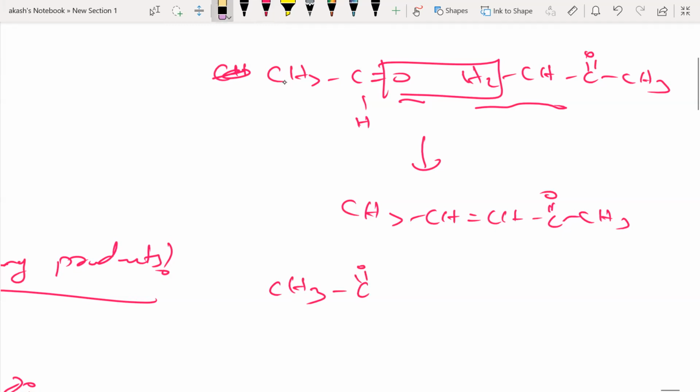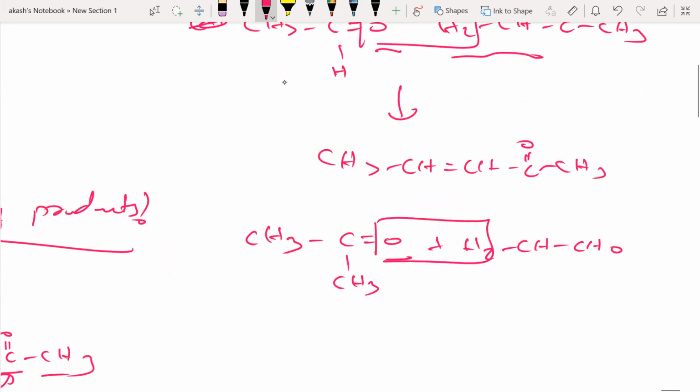Okay, let me write it like this. C double bond O with the CH3. I'm removing oxygen from acetone, right? And I'm going to have H2, CH, CHO. This is your ethanal, right? So we will remove H2O like this to form CH3, C, CH3, double bond, CH, CHO. This is your product number 2. And other than that, you can have self-aldol of acetone alone, self-aldol of ethanal alone. That is also a possibility.